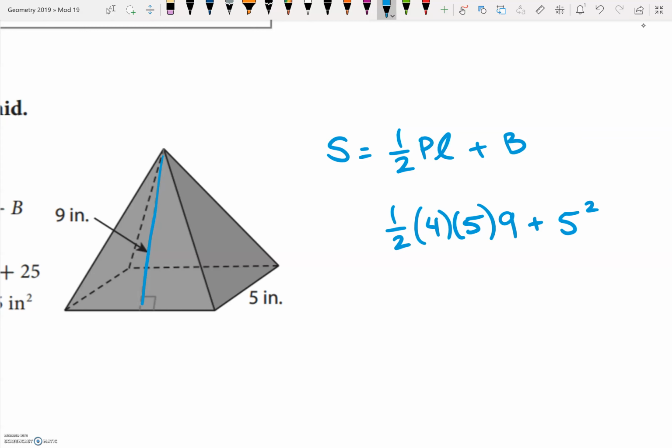4 cut in half is going to be 2. 2 times 5 is 10. 10 times 9 is 90. Plus 25 looks like 115 inches squared.